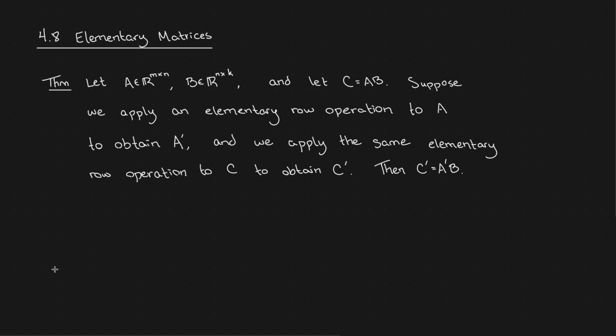Let A and B be matrices. A is an m by n matrix, B is an n by k matrix, and let C be the product of those two matrices. We know the product is defined because the number of columns of A is equal to the number of rows of B. So C is going to be an m by k matrix, m rows, k columns.